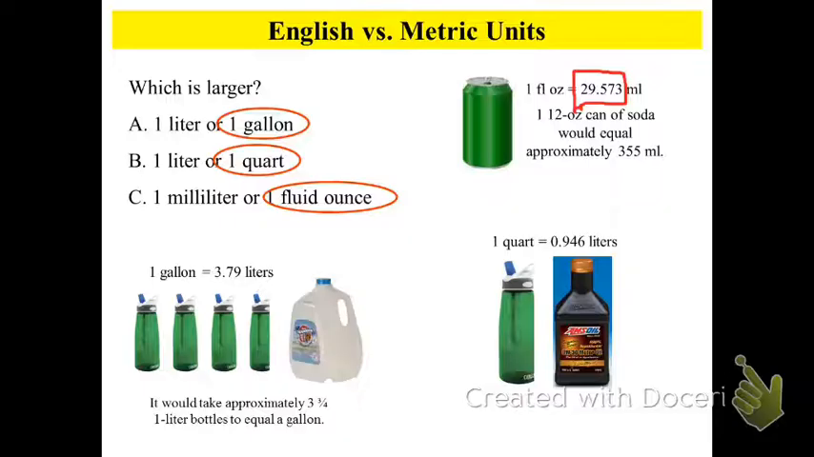So hopefully you've got number 1 and number 2 filled in. Again, we need to focus on the metric system. As we look at which of these units are metric, liters and milliliters is what our focus is going to be on. But it's always good to have that visual with the English system so that you can kind of compare mentally.